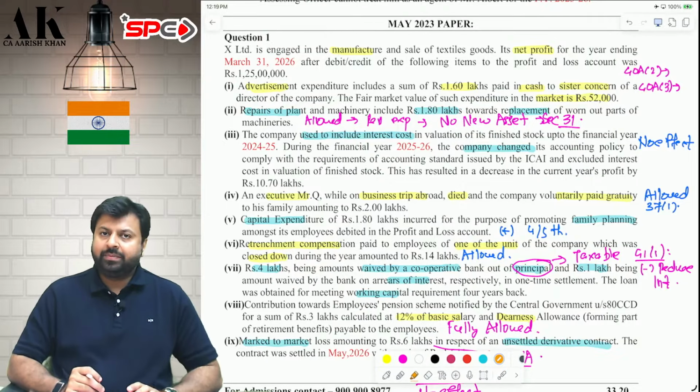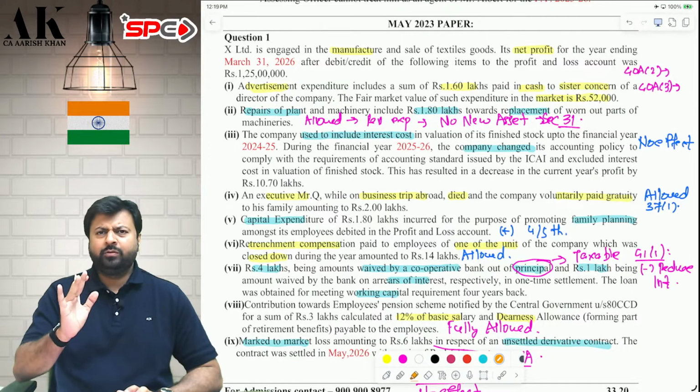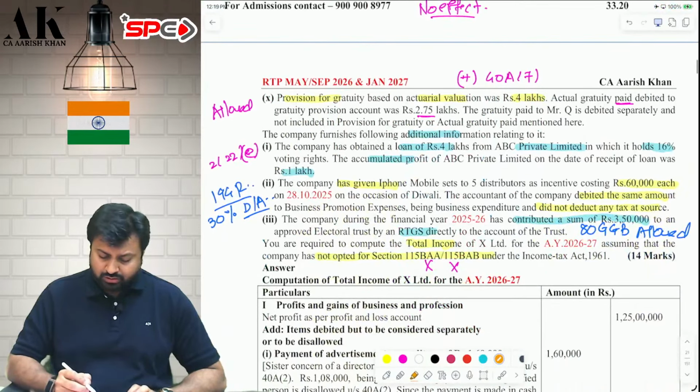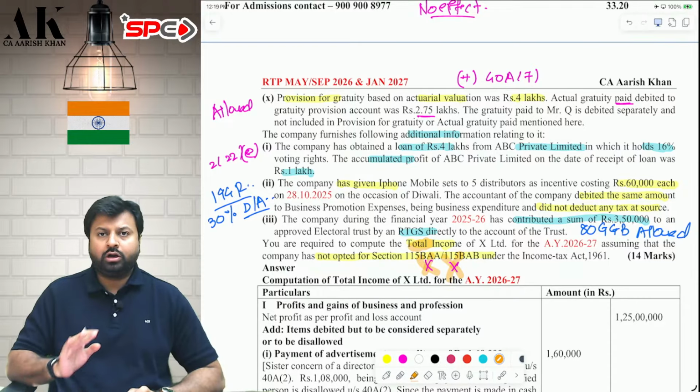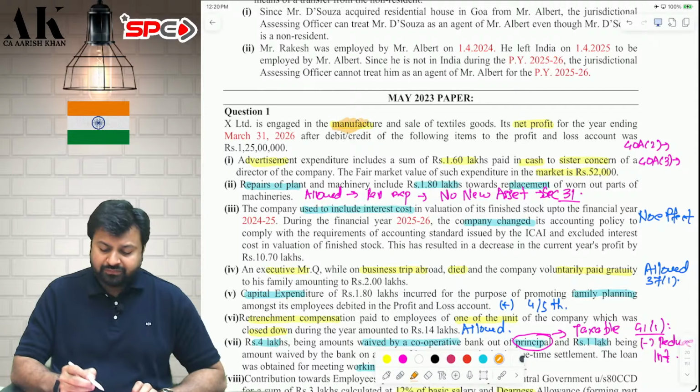So let's go ahead with the next paper, that is paper number 3, May 2023 paper. Beautiful paper. It is one of the best papers. Very first question, you are supposed to compute total income, and not as per 115BAA, not as per 115BAB. Let's start. The assessee is a manufacturer.